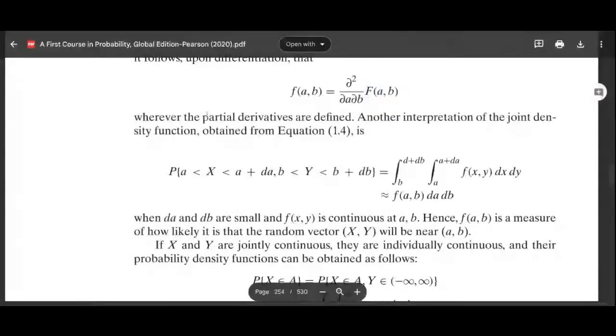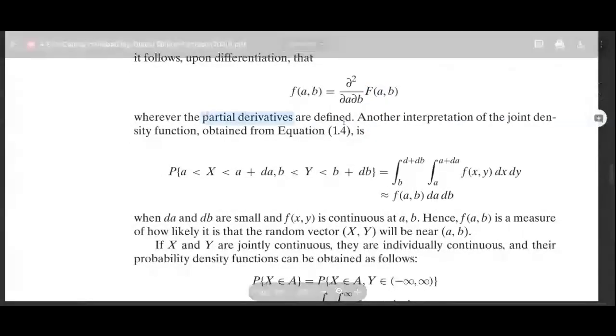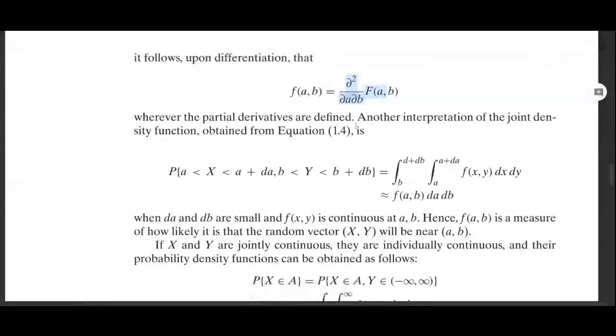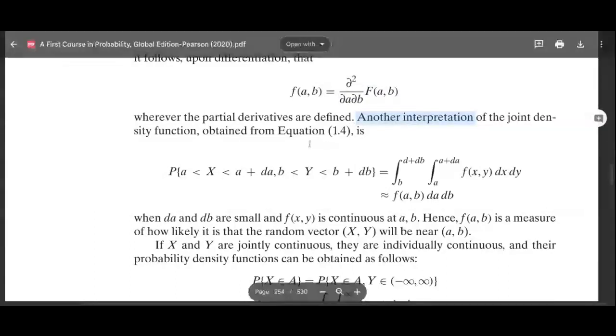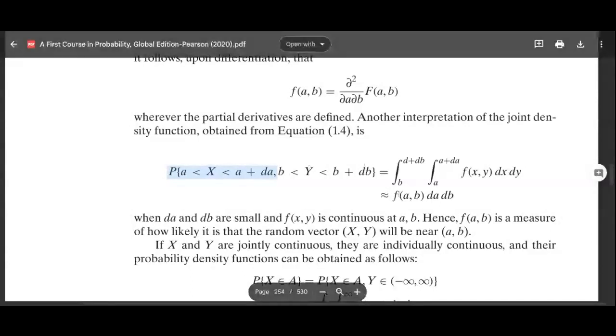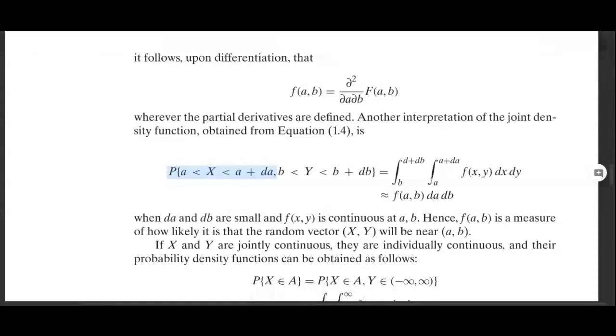Then the partial derivative, of course, whenever we have a second partial derivative, it has to be defined. Another interpretation of a joint density function is this: the probability that x is in this interval and y is in this interval. Then, of course, we have the lower limit and upper limit of the integration.